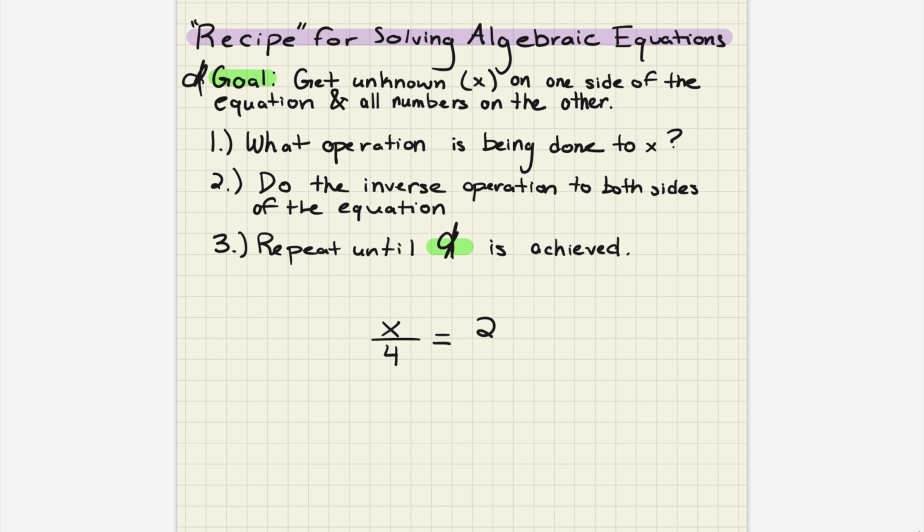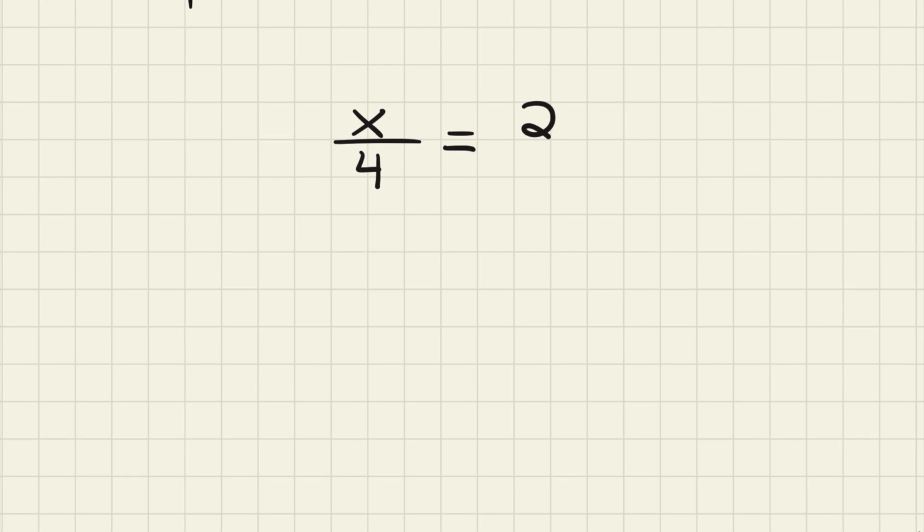Well, what we were doing before is we were actually step by step identifying what operation is being done to x, and then doing the inverse of that operation to both sides of the equation. And then we repeat this over and over again until the goal is achieved. So for example, x divided by 4 is equal to 2. What operation is being done to x? That's the first thing we want to ask ourselves. Well, it's being divided by 4.